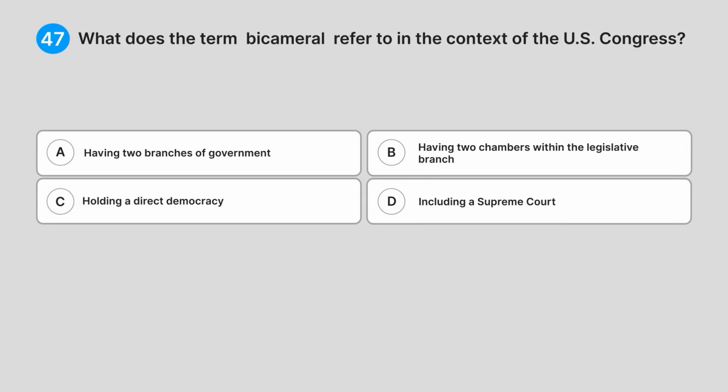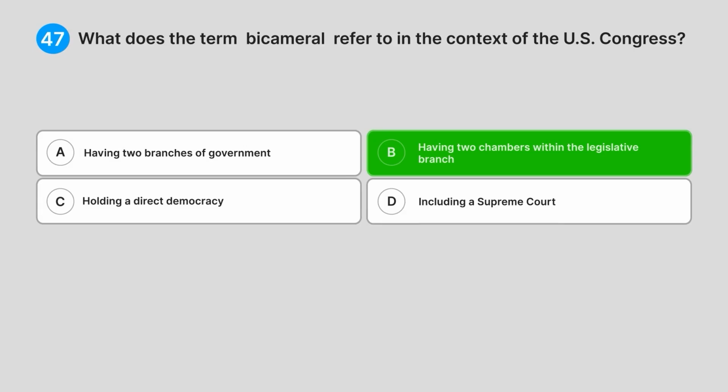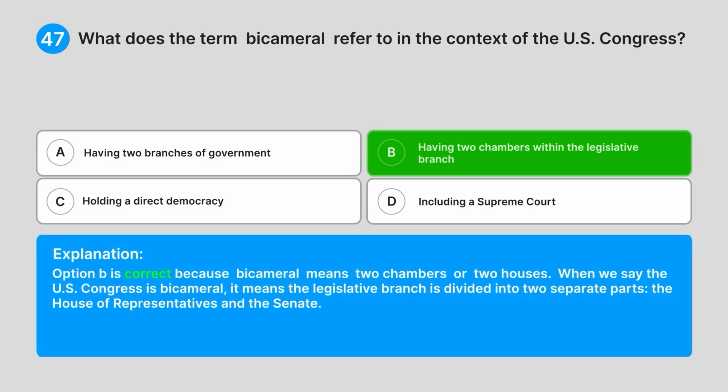Correct answer, B. Having two chambers within the legislative branch. Explanation. Option B is correct because bicameral means two chambers or two houses. When we say the US Congress is bicameral, it means the legislative branch is divided into two separate parts, the House of Representatives and the Senate.